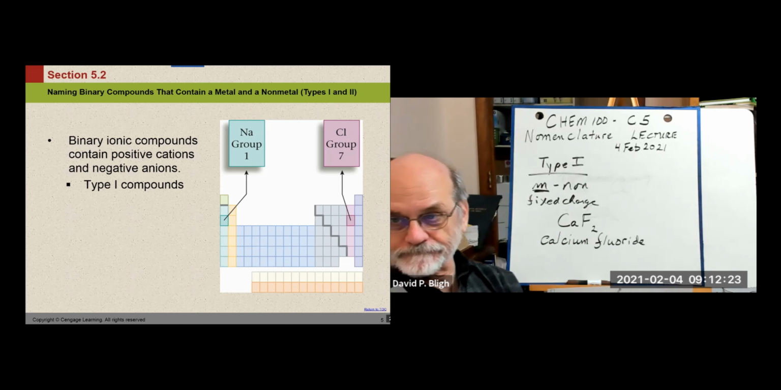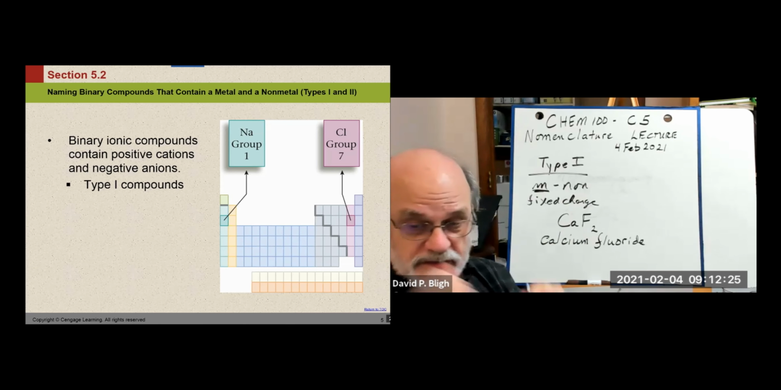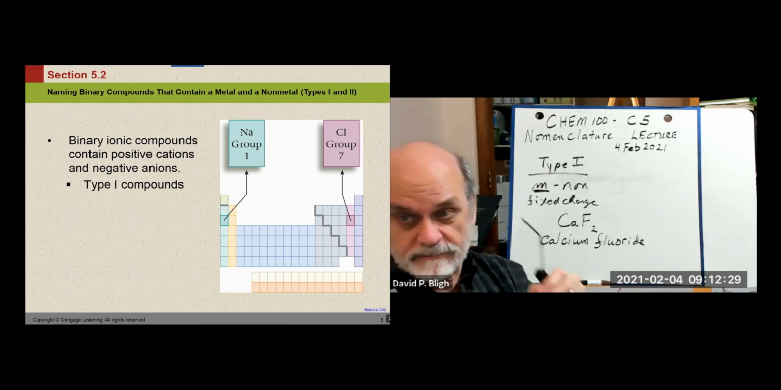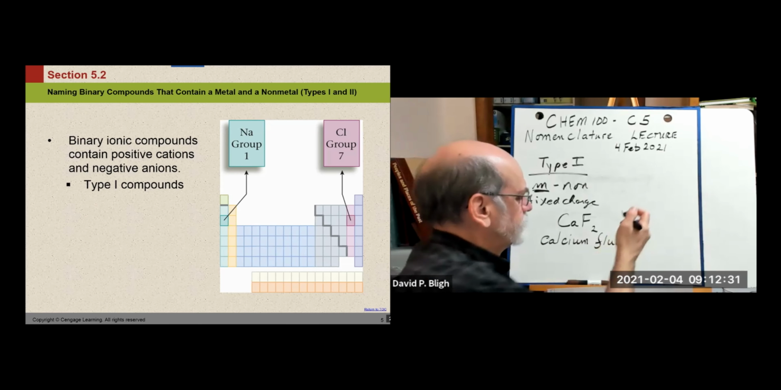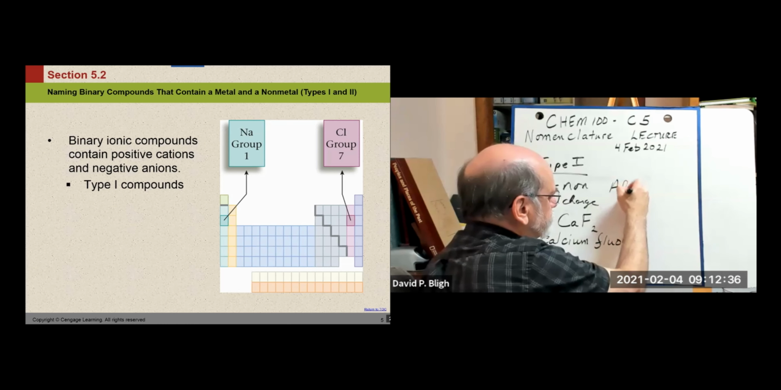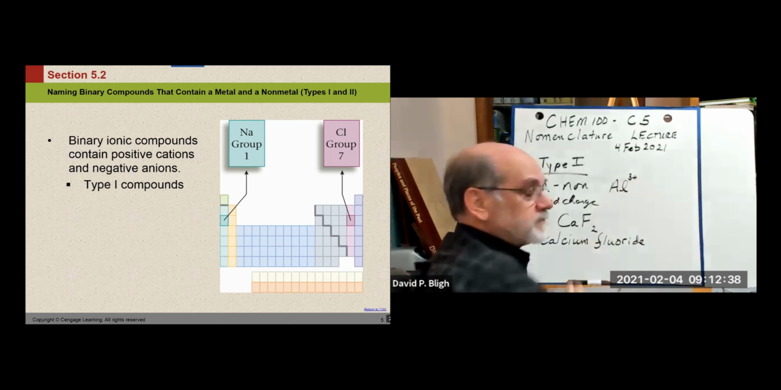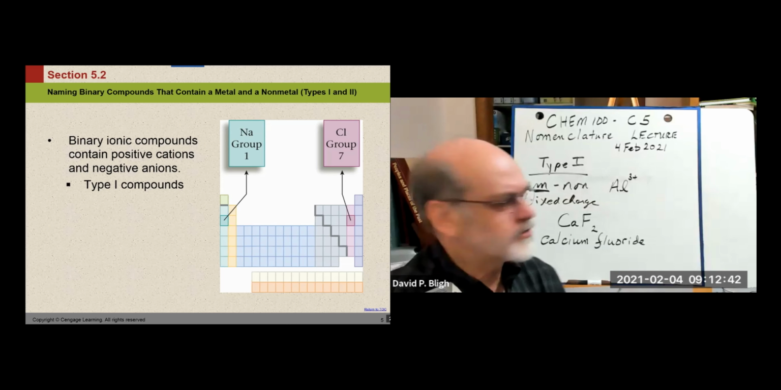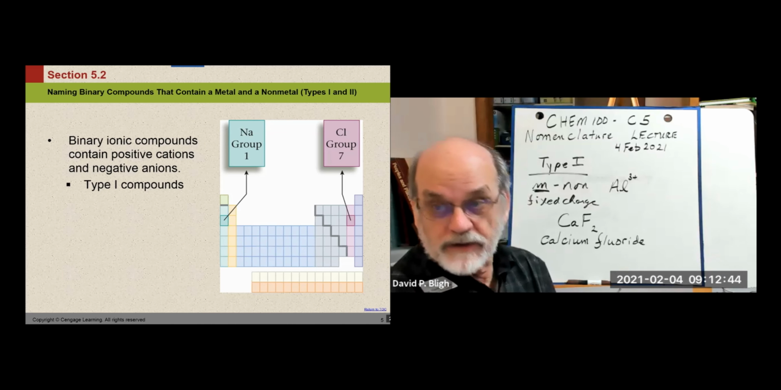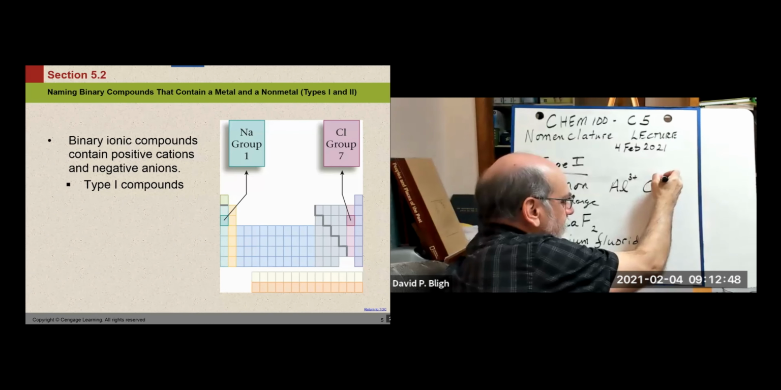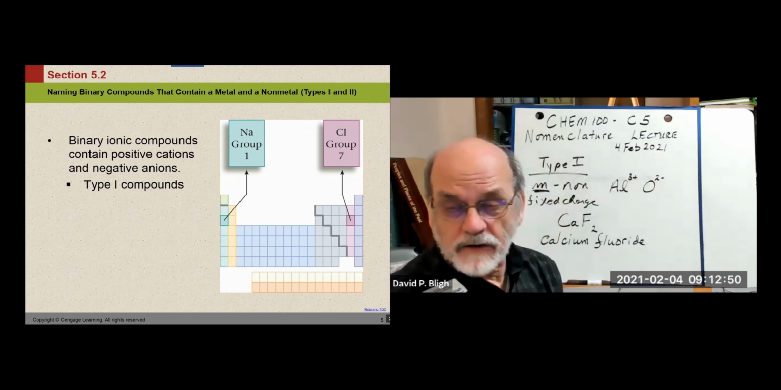Okay, let's do one more. Suppose we have one from the third group, say aluminum. It's going to be a 3+ charge. And let's combine it with something from the oxygen group, right? Well, let's just pick oxygen, right? Oxygen's a 2-.